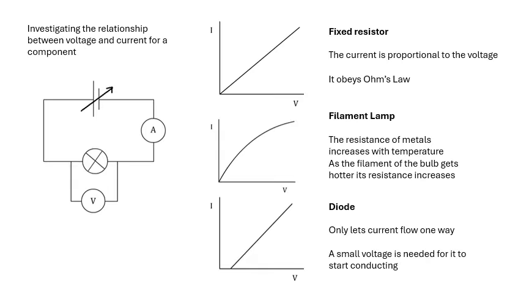A diode only lets current flow one way. You might notice that you need a little bit of a voltage to get the diode to start working, usually about 0.7 volts, just to give it a bit of a kick to start conducting.